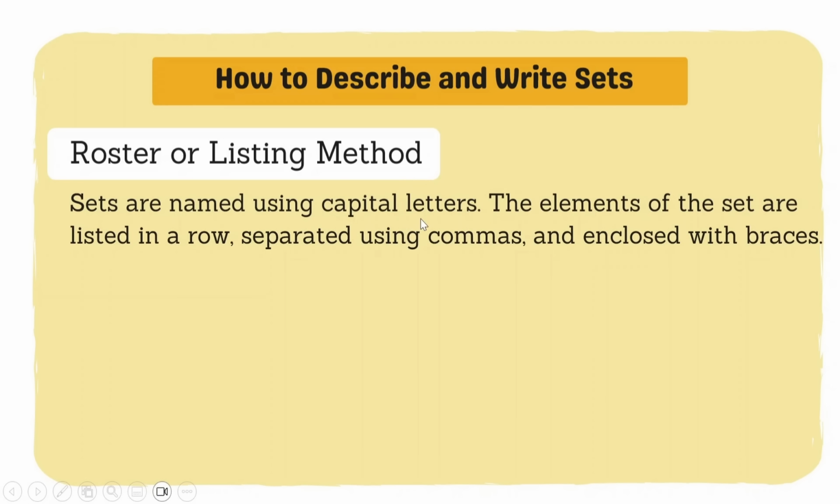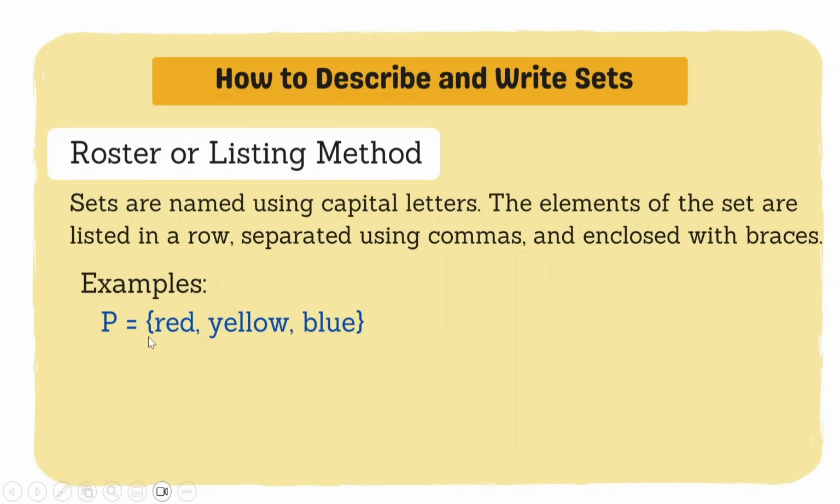Okay, sets are named using capital letters and the elements of the set are listed in a row, separated using comma and enclosed with braces. Okay, so halimbawa, ito po, we have here P, capital P. Ito po yung pangalan ng ating set. Okay? Don't forget, capital letter po ang ginagamit natin. P is equal to, meron po tayong nakikita dito. We have open and close braces. Okay? Sa iba, ang tawag nila dito ay bracket. But we use the word braces. Okay? So we have here the elements, red, yellow, and blue. So ano pong set ito?